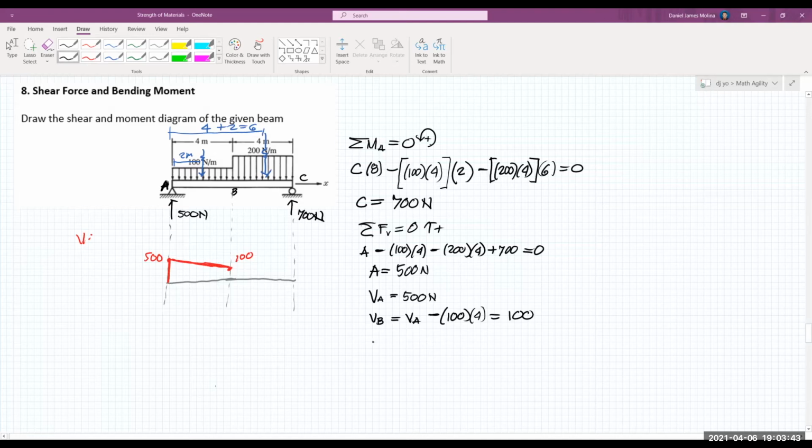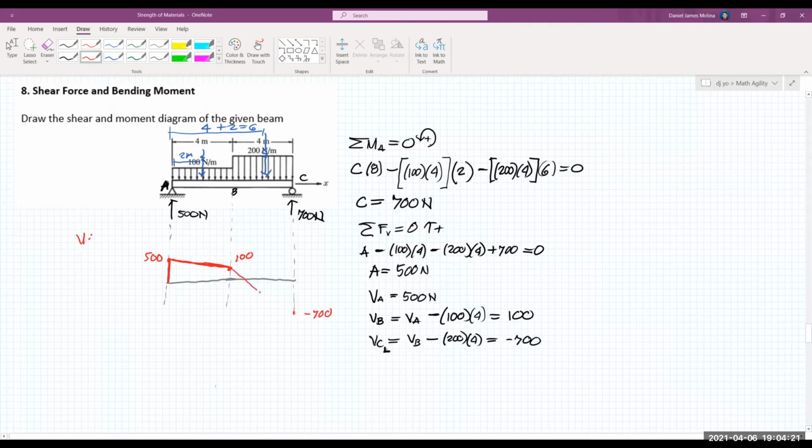Okay, so after that we solve for the shear at C. Let's have the shear at C to the left first. To solve for the shear to the left of C, we have the shear at B, then minus 200 times 4. That is the load at BC. So 100 minus 800, we have negative 700. So the shear will be negative at this point. Negative 700.